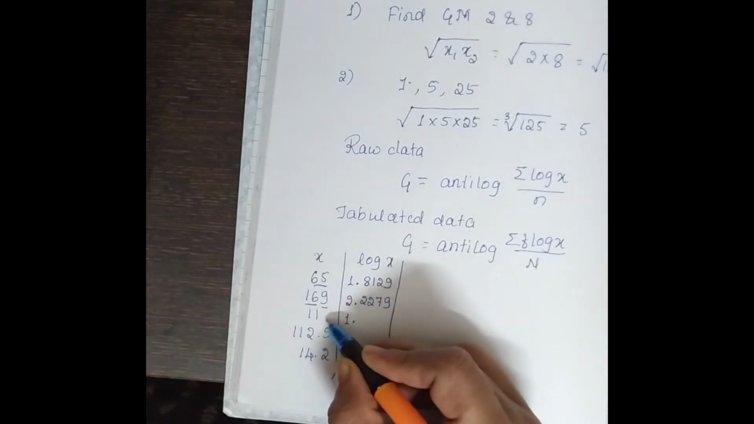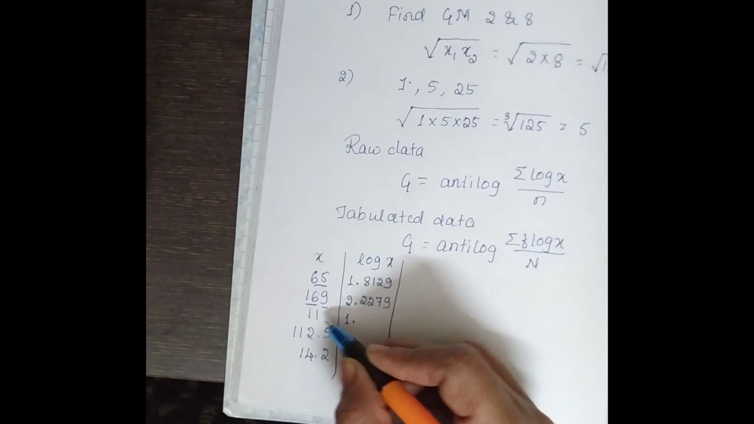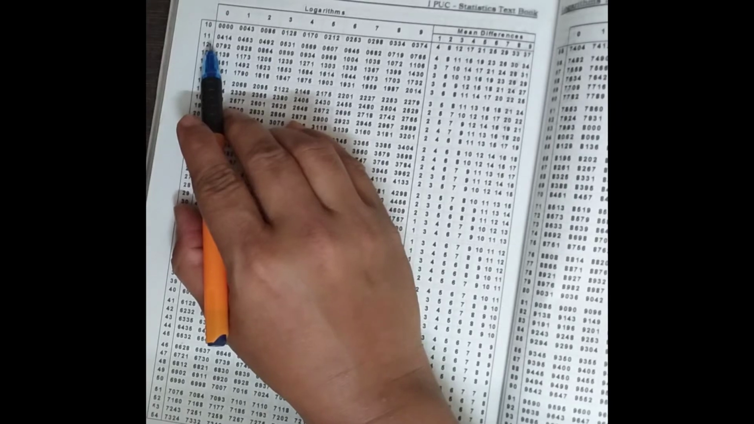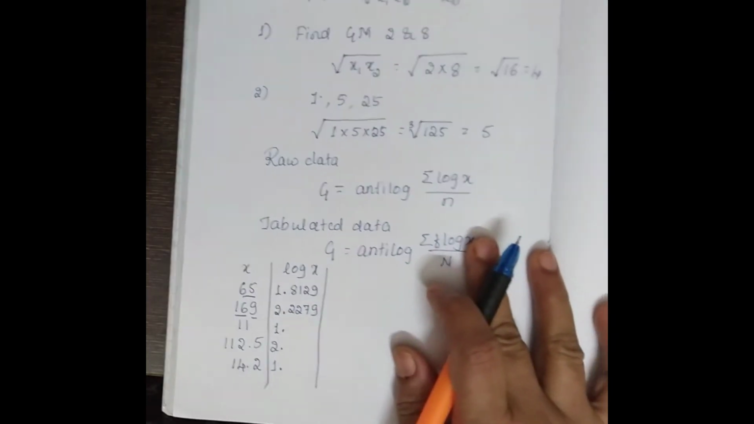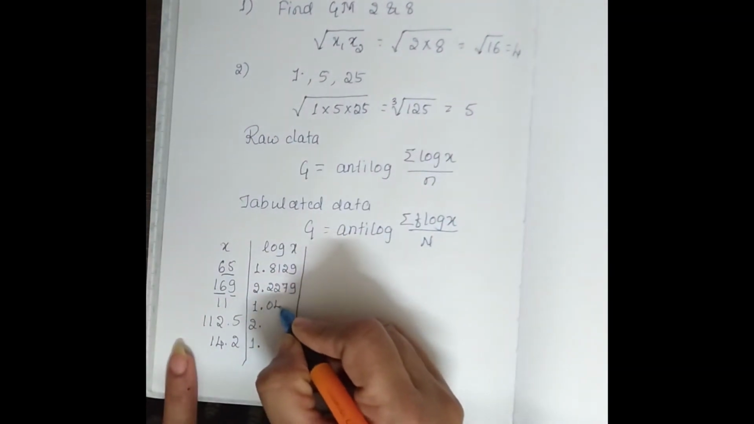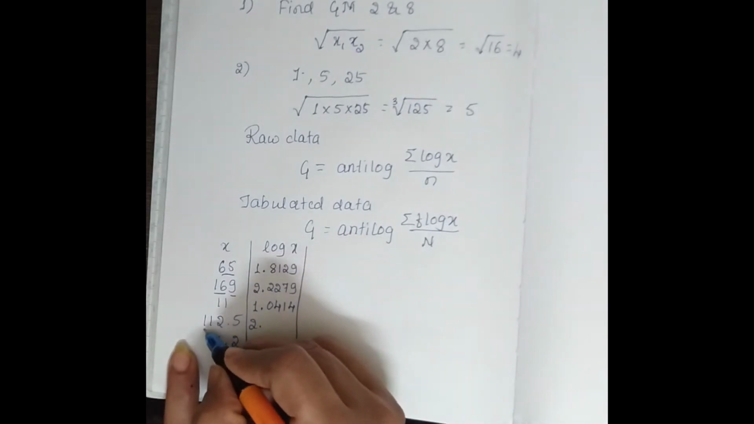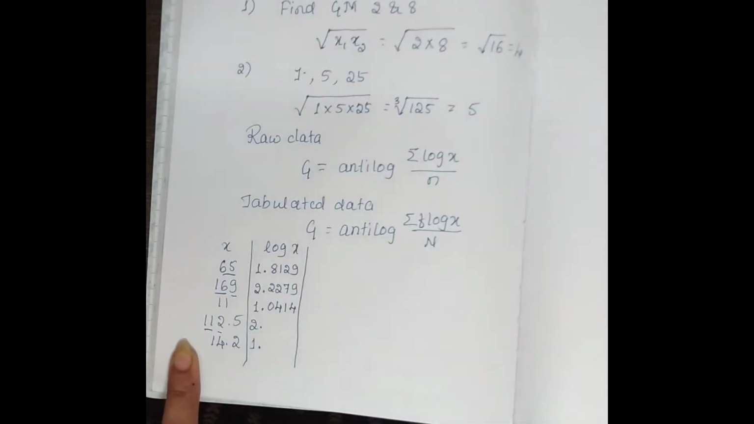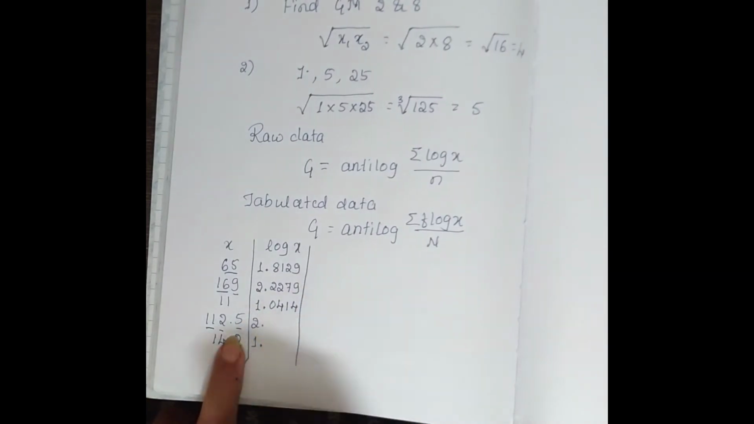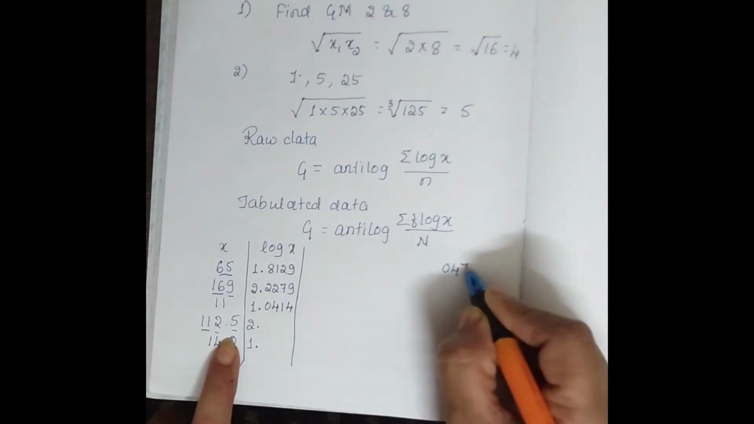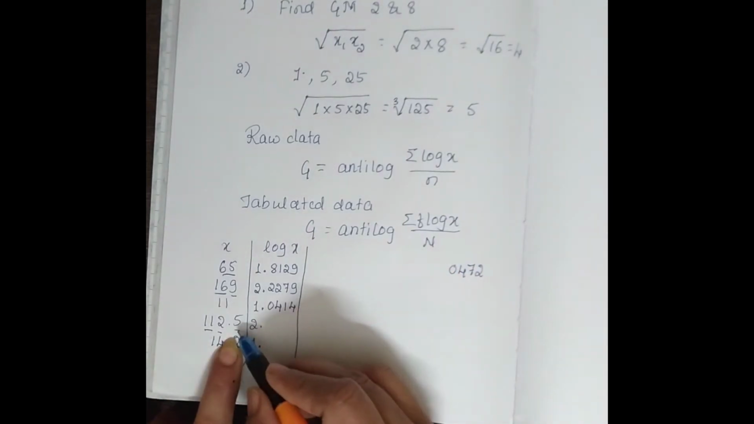Then, since nothing is there in the next, you have to take 11 in 0 column. Again you have to see 11 in 0 column, that is 0414. You have to write it as 0414. The same way, take 11 in second column. What is the value? That is 0492, but fifth as 0472.